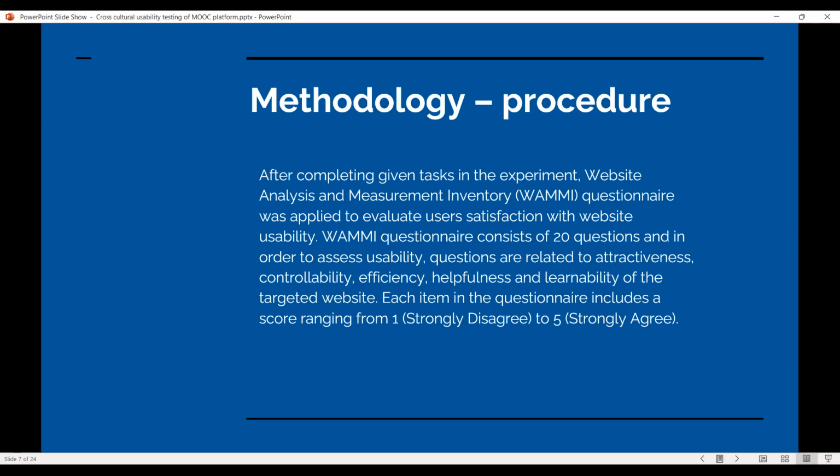The VROOM3 questionnaire consists of 20 questions, and in order to assess usability, the questions are related to 5 dimensions, which are attractiveness, controllability, efficiency, helpfulness, and learnability. Participants can rate these from 1 to 5, from strongly disagree to strongly agree.